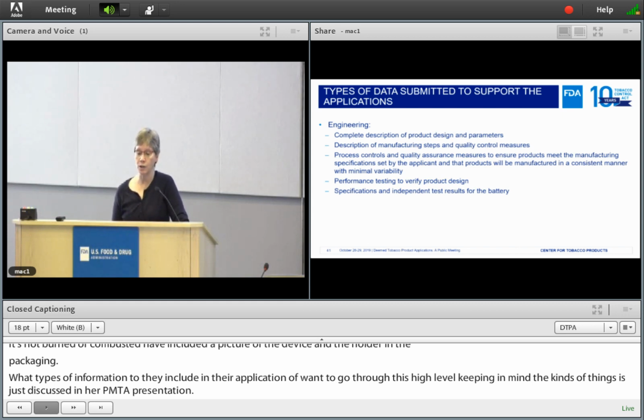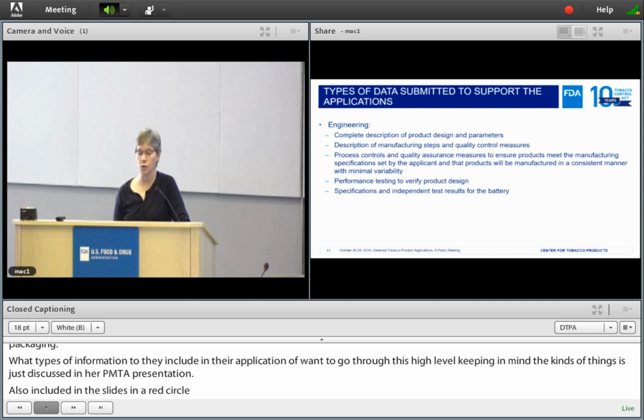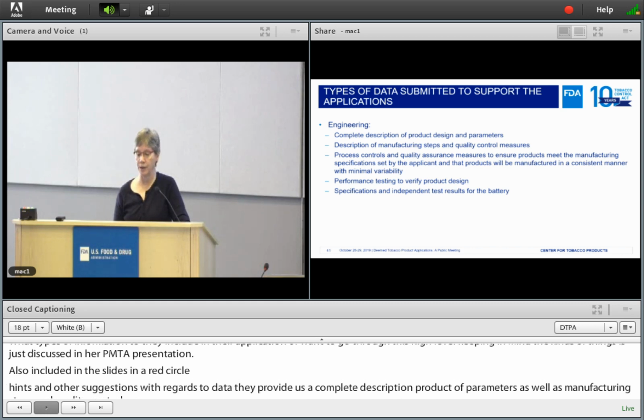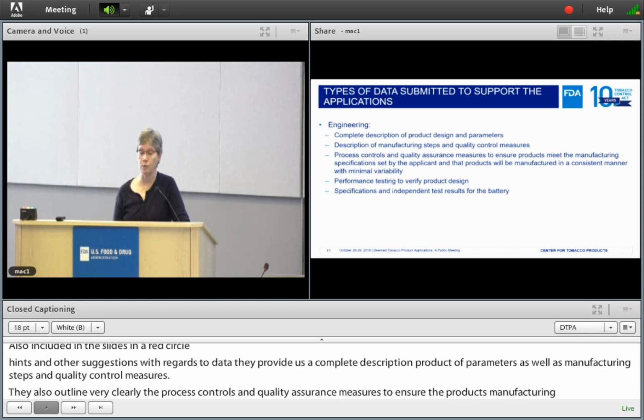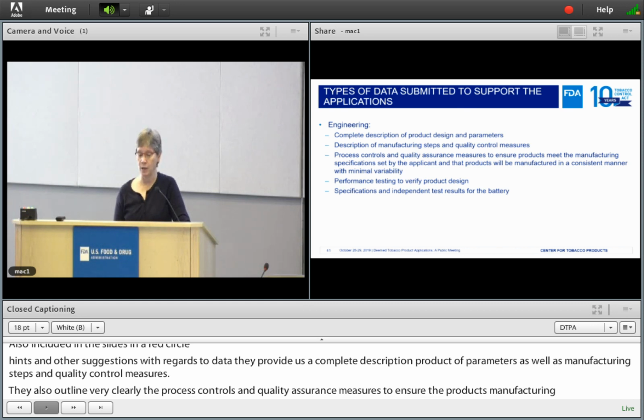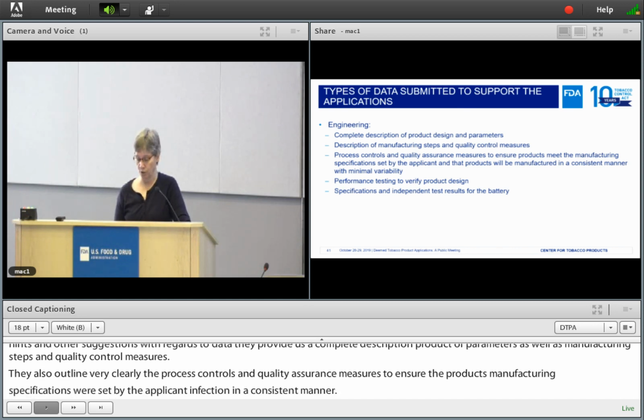So with regards to engineering data, they provided us a complete description of the product designs and parameters, as well as manufacturing steps and quality control measures. They also outlined very clearly the process controls and quality assurance measures to ensure that the products met manufacturing specifications that were set by the applicant and that they would be manufactured in a consistent manner. There were performance standards and performance testing to verify product design and specifications, and independent test results for the battery were conducted by FDA and found to be satisfactory.